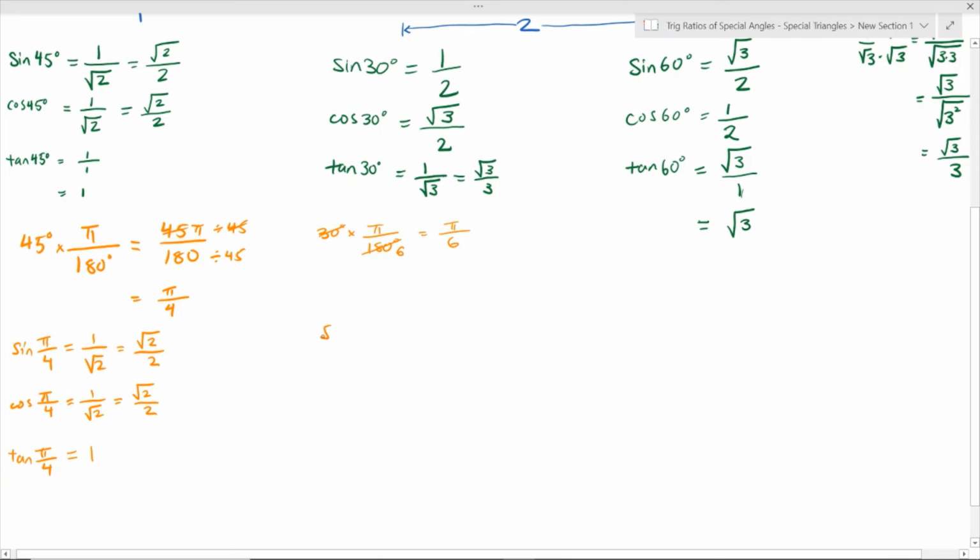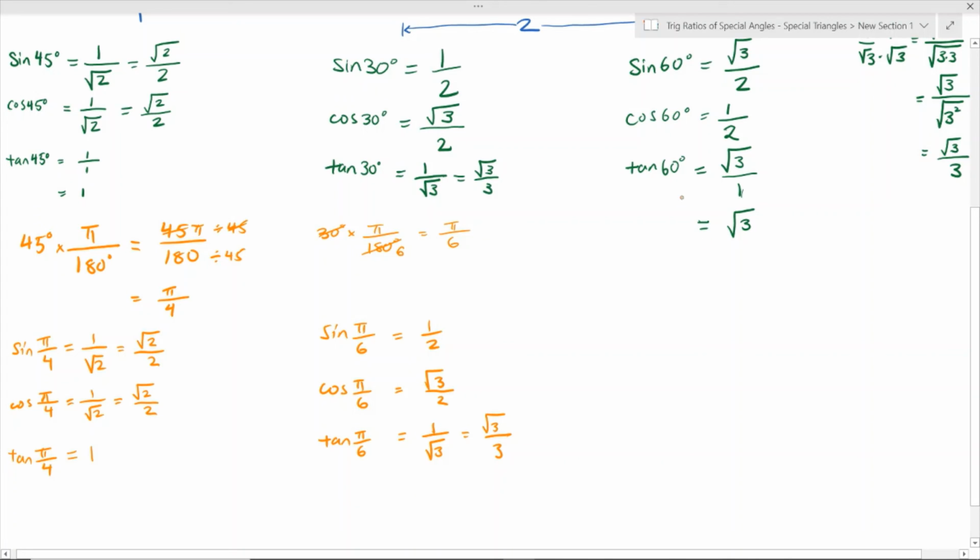So sine pi over 6, just going to copy these, 1 over 2. Cos pi over 6 is equal to square root 3 over 2. And tan pi over 6 is equal to square root 3 over 3, which is equal to 1 over square root 3, depending on which one you want to write. So there we have it for pi over 6, which is 30 degrees in radians.